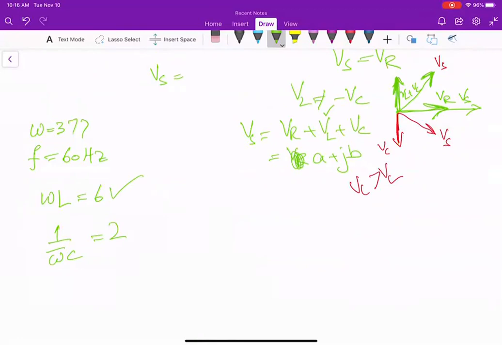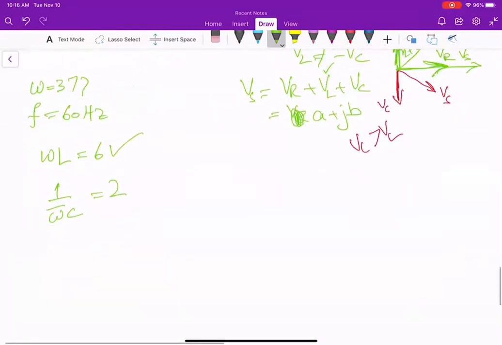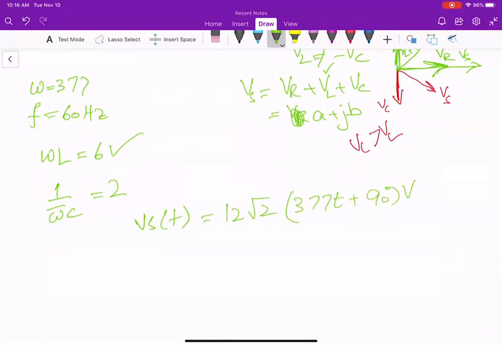Now, we know that our Vs of t is 12 square root of 2 cos(377t plus 90 degrees). Now we are given Vs of t and we can find I because we don't know I yet. We just assume that I is at 0 degrees and we draw all the phasors around it. But how can we find I? Because we know that our Vs was this.